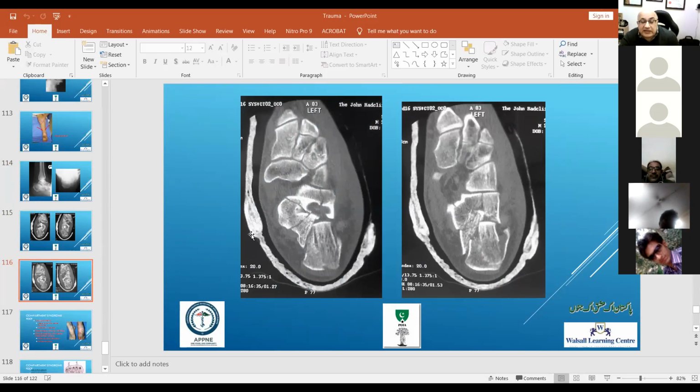So in the exam, you will say that I would like to know the Broden view, and the Bohler's angle, and then I look at the Harris. Depending on these three views, I'll decide whether I need to fix it or not.